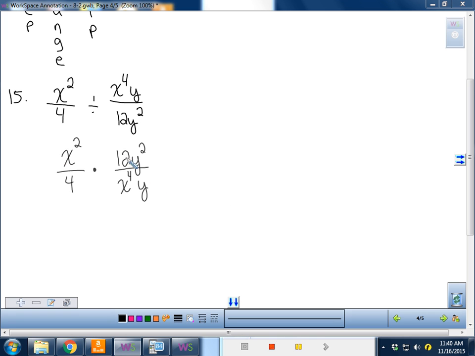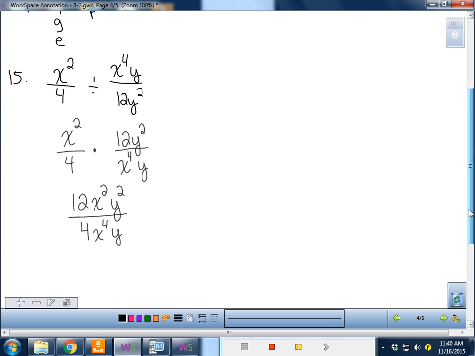I'll just multiply across. 1 times 12 is 12. Then I have an x squared, but no x. And then I have a y squared. On the bottom, 4 times 1 is 4. And then I don't have any variables, so I just tack these on to the end.